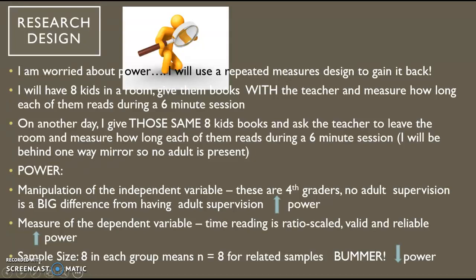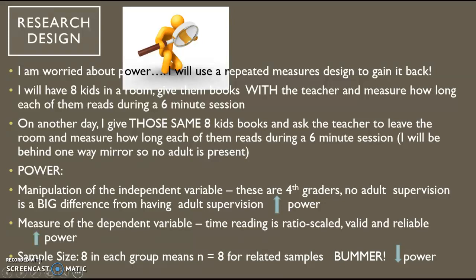However, I do only have 8 kids. So that's a small sample. Even for related samples, it's small. So I'm back down. I've compromised power again. So I've got 2-tailed hypotheses. That lacks power. I've got an alpha of 0.01. That lacks power. I have small samples.